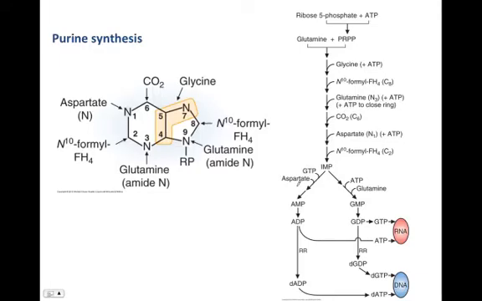Now let's look at purine synthesis. The purine base structure is shown here schematically. It consists of two ring structures. The purine bases are larger than the pyrimidine bases. This schematic summarizes the synthesis of purines.